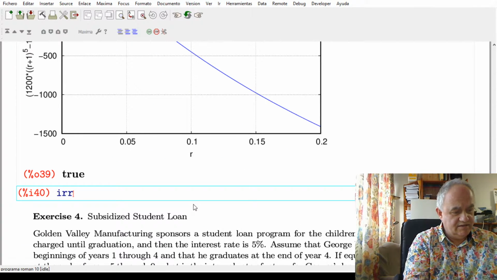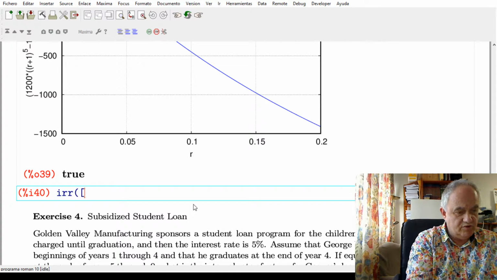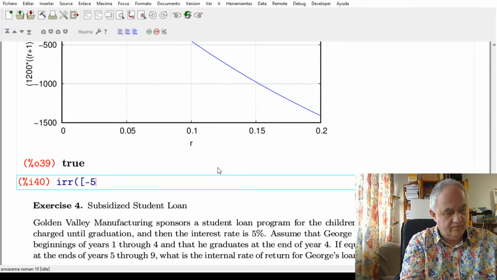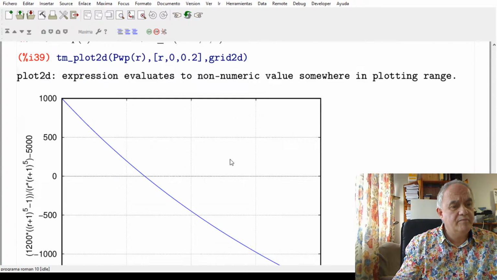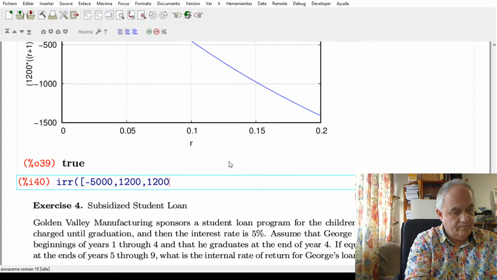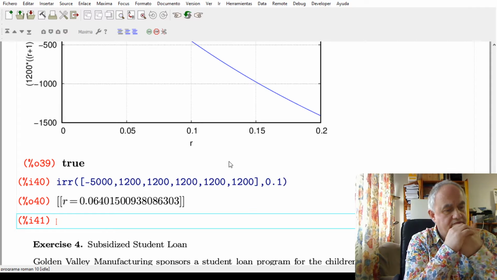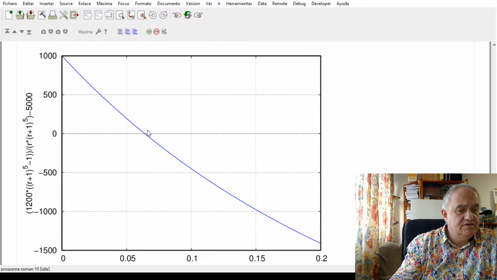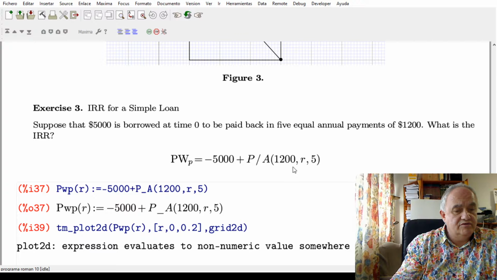To be more precise, I can always use this expression: minus 5,000 plus, how many payments are there? Okay, 5 payments of, this time we're going to do it directly. Enter, comma. Let's introduce an initial seed. So it's 6.4, the internal rate of discount. Again, this represents the equilibrium between these two terms.